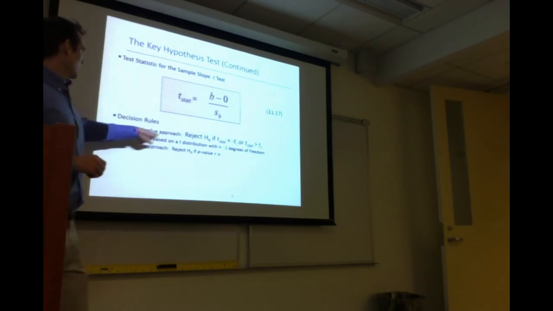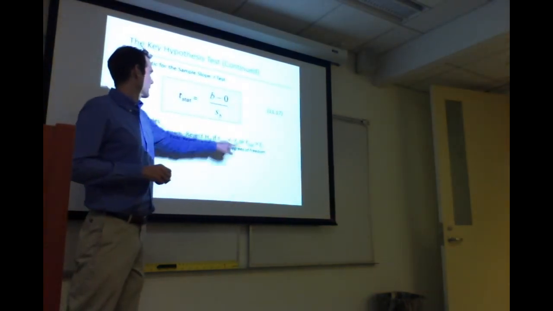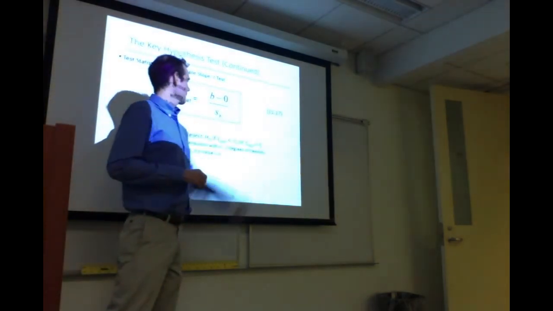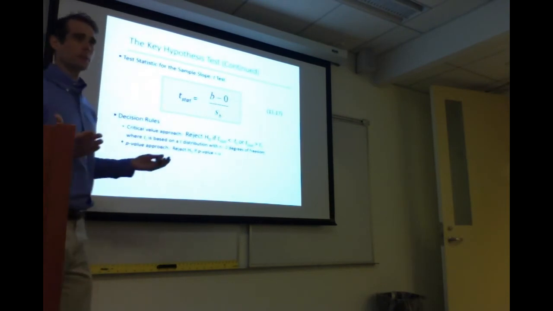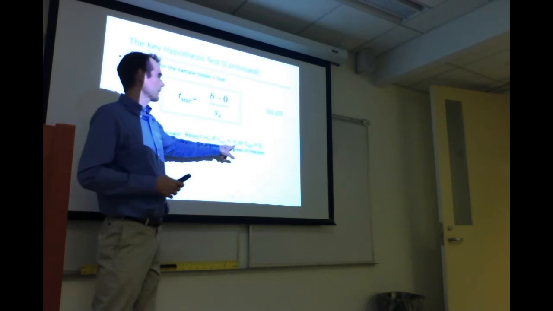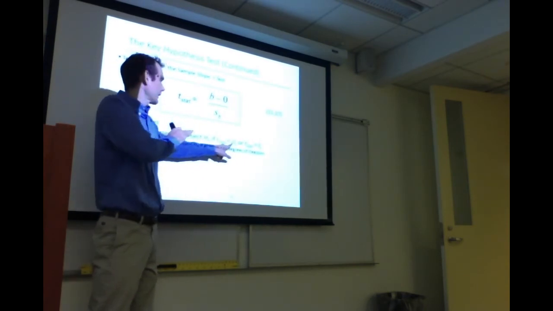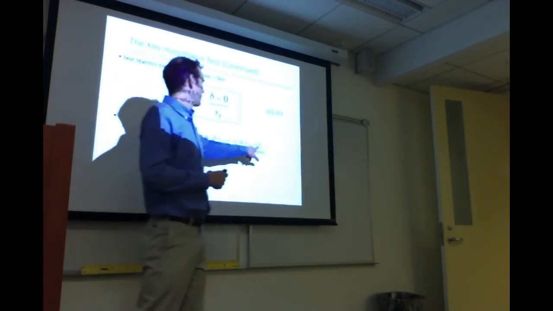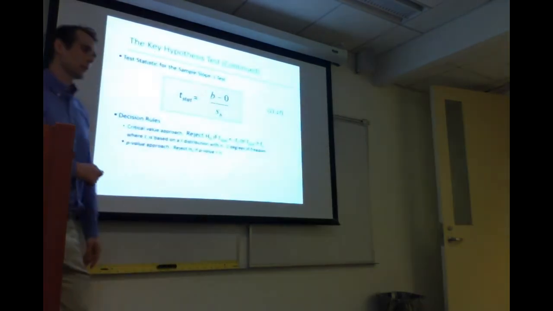Decision rule, critical values approach: reject if the t-stat is less than the negative t-value or the t-stat is greater than the positive t-value. So we might look at the degrees of freedom and say for 95% confidence, our t-critical value is plus or minus 2.2. If we get an extremely negative value, we reject the null and say there's a negative relationship. If we get an extremely positive value, we reject the null and say that there's a positive relationship.